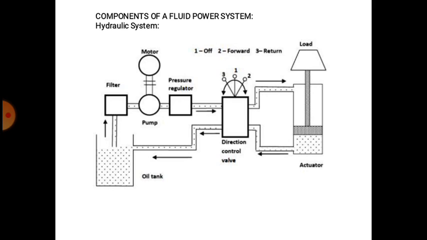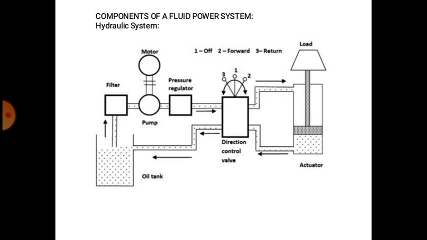The reservoir is used to store the oil. The pump is connected to the reservoir. The pump delivery is connected to the pressure relief valve. From the pressure relief valve, the oil is going to move to the direction control valve, and from the direction control valve, it will move to the actuator. So high pressure oil, when it enters the actuator, is going to extend and do the work. After completing the work in the actuator, the oil is going to return to the reservoir.